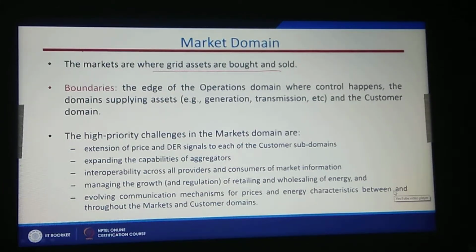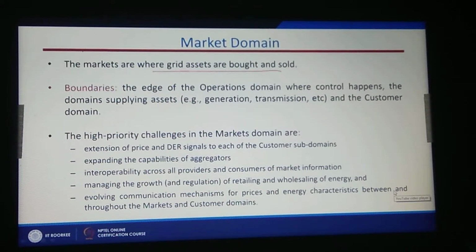And coming to another domain, this is the second domain I'll talk about, the market domain, which is a very, very important part of the smart grid architecture. Here, as the name suggests, market means where the grid assets are bought or sold. The grid assets are bought and sold. That is the main target of the market domain.